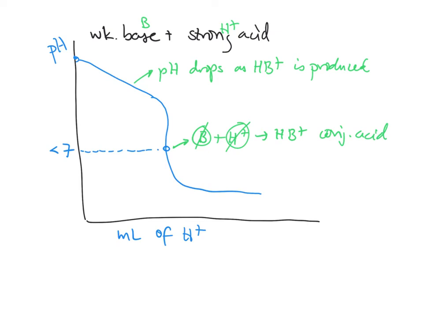And because it's the only thing really floating around at that point, because all the B and H plus are gone, the pH would be slightly acidic as a result of its presence. And so those are the two key points to note in a curve like that.